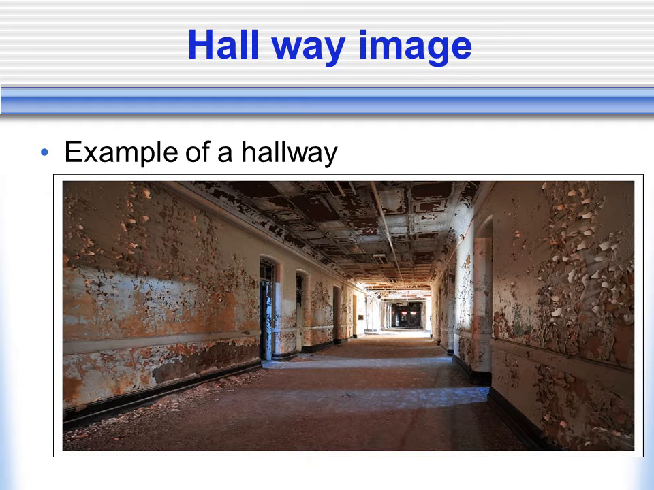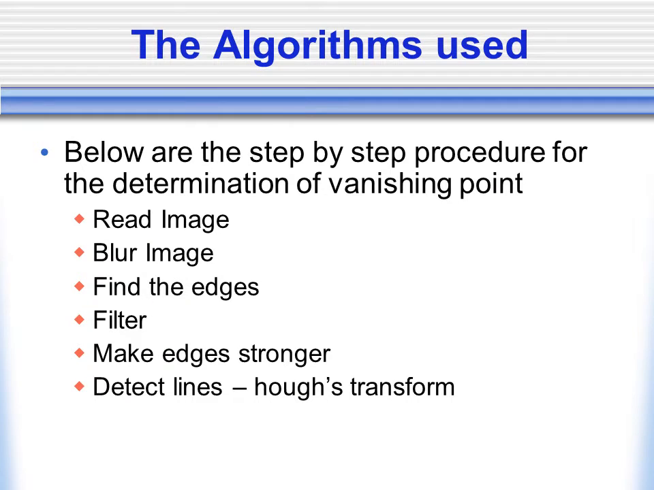This is an example image of a hallway which is dilapidated but still has parallel walls, and you can see that towards the end the hallway seems to meet and there seems to be a dead end. So my project aims at navigating a physical robot in a straight line towards the end of the hallway without being hit by the walls on either side.